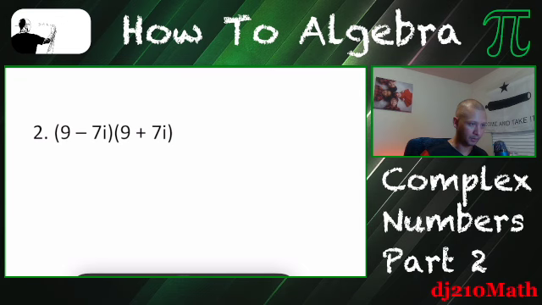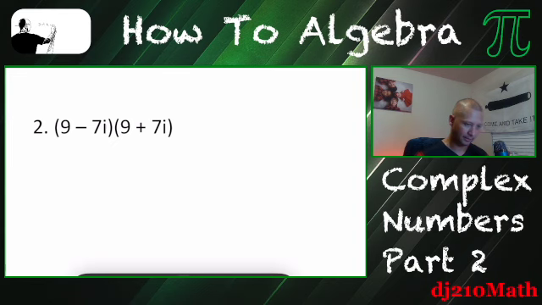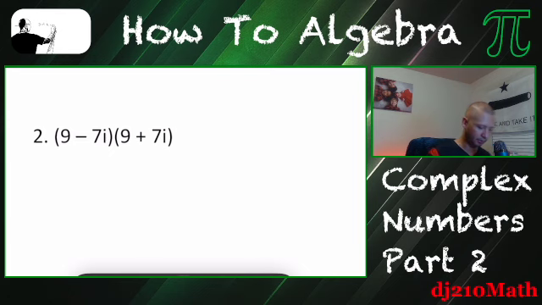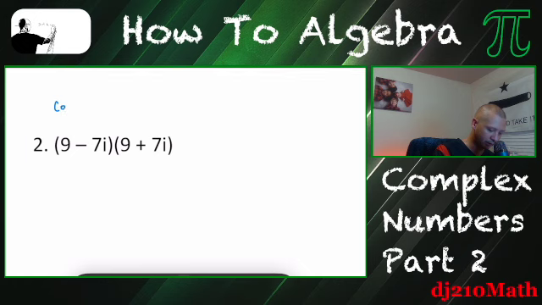So this is an interesting one. Number 2. Okay, so notice we have 9 minus 7i times 9 plus 7i. All right, this is a very specific relationship right here. This is known as a conjugate pair. So when you multiply conjugate pairs, something interesting happens. So we're going to do it fully, completely, and then I'll explain afterwards.